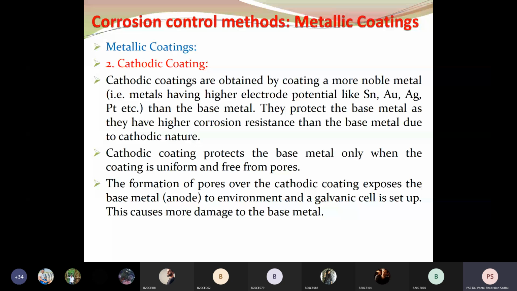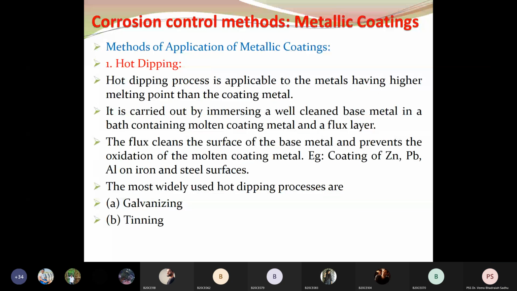So, hot dipping. Methods of application: hot dipping is one method to apply your metallic coating. Hot dipping is a process, a method where you can achieve a metallic coating. You can apply this to metals having a higher melting point than the coating metal.